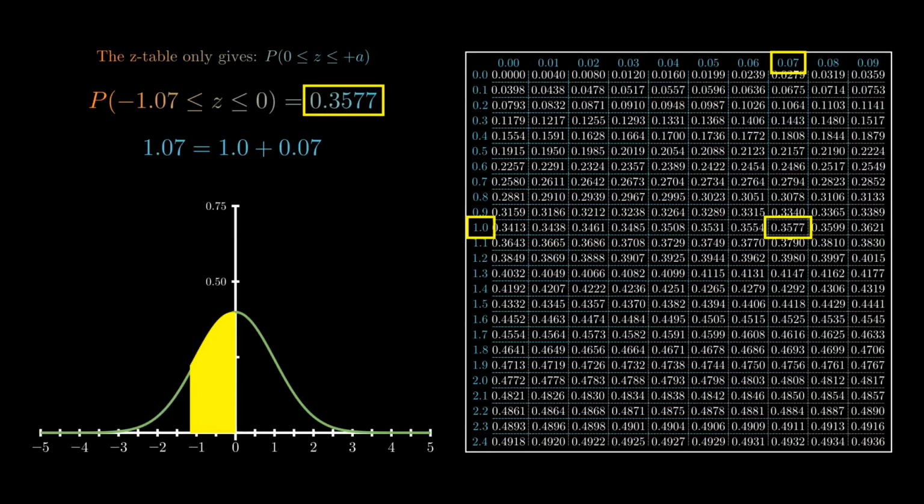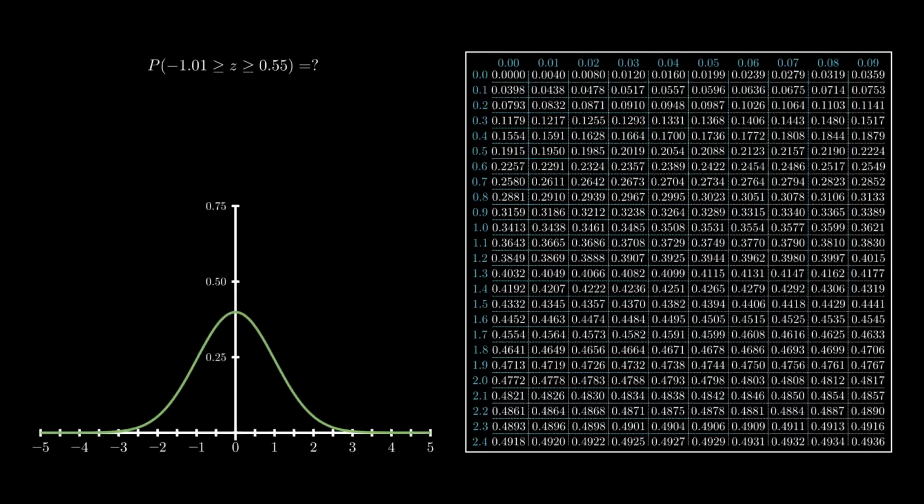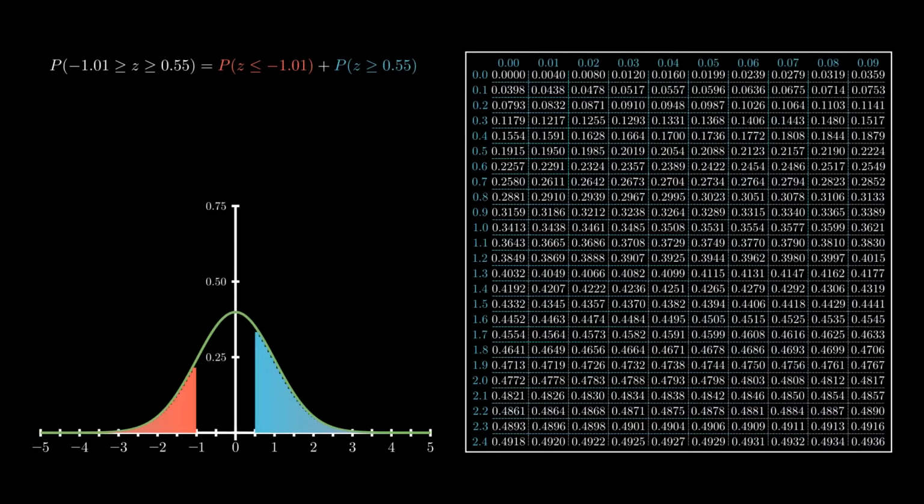Now moving on to a fairly more complex example, we want to find the probability of z being less than negative 1.01 and greater than 0.55. What we do is decompose that probability into two corresponding tails on the left and on the right.